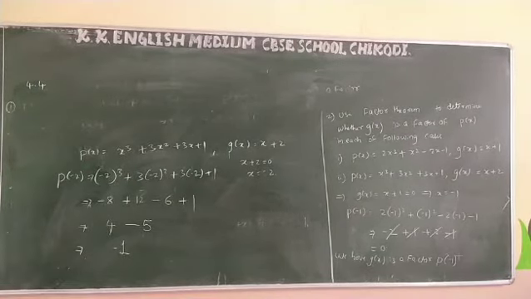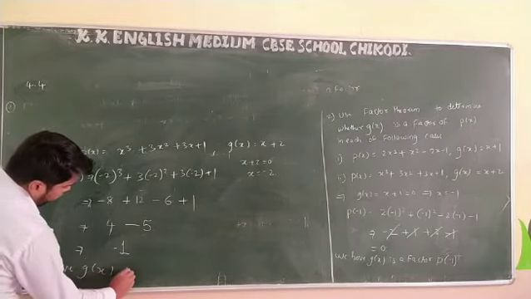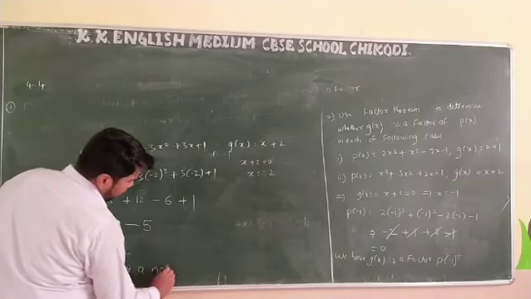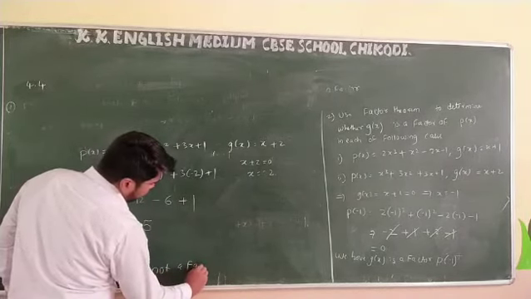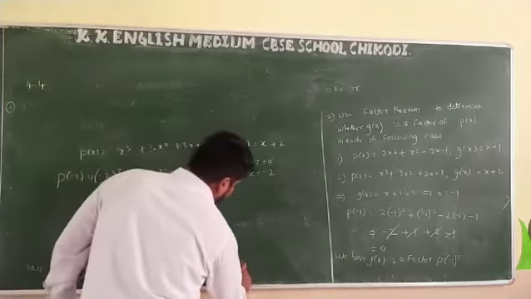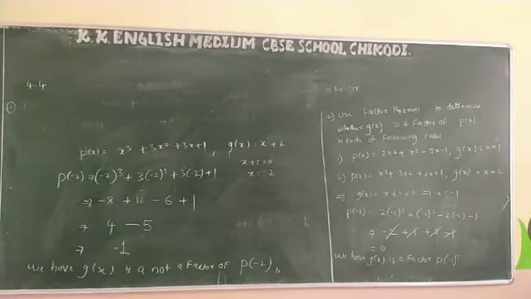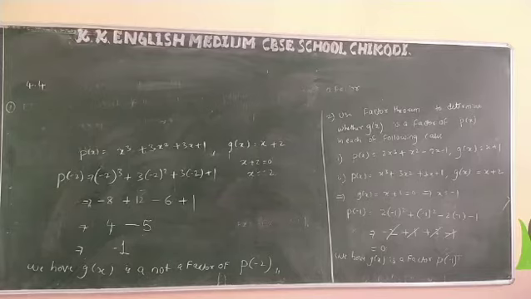So p of 1, so we have g of x is not a factor of p of minus 2. Okay, so this is the way to solve p of x equals x cube plus 3x square plus 3x plus 1, and g of x equals x plus 2. I substitute x equals minus 2, so the remainder is equal to 0.